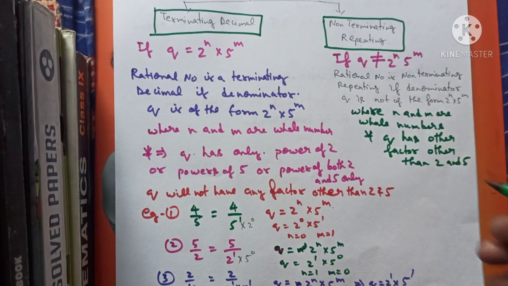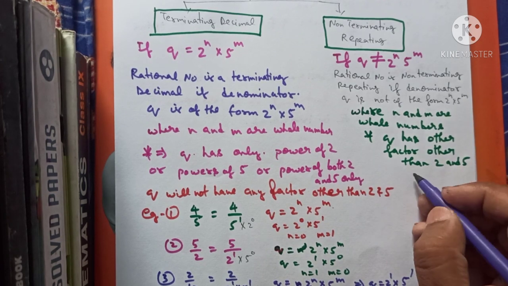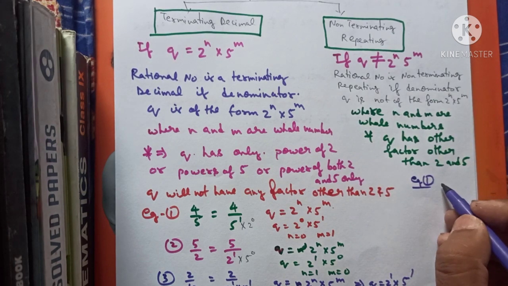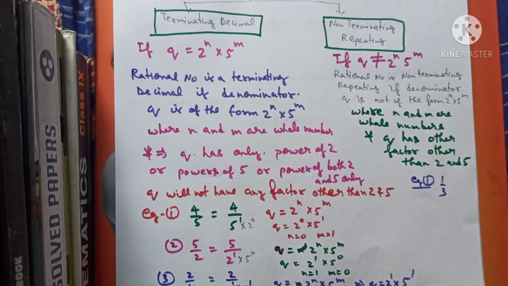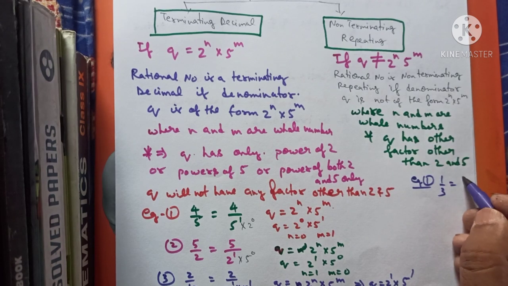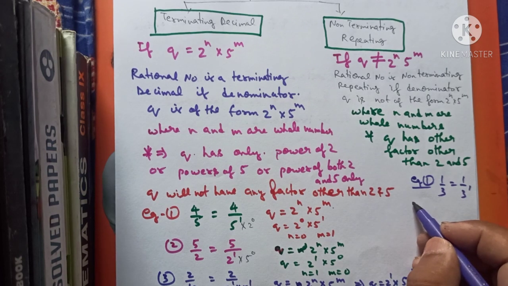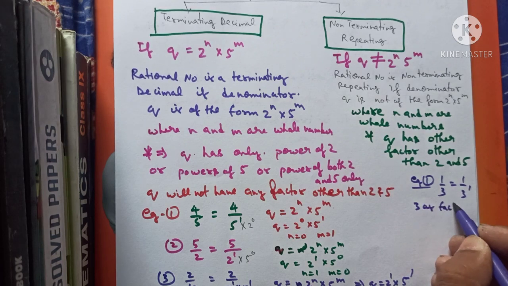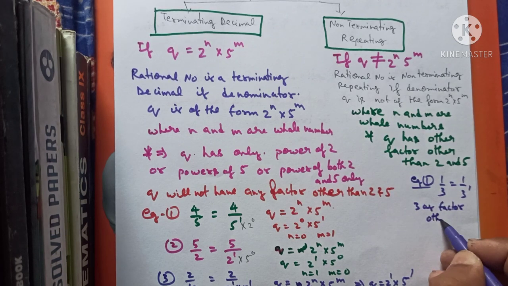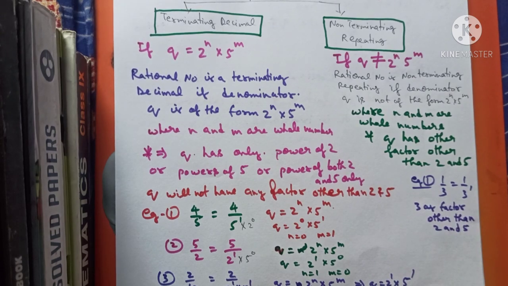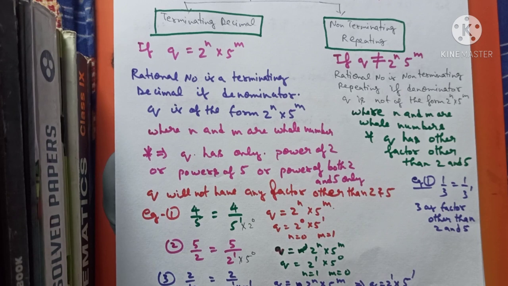Let's take a few examples. Like example number 1, if I have, let's say, 1 upon 3, it can be written as 1 upon 3 raised to the power 1. So it has 3 as a factor other than 2 and 5. So it is a non-terminating repeating decimal.